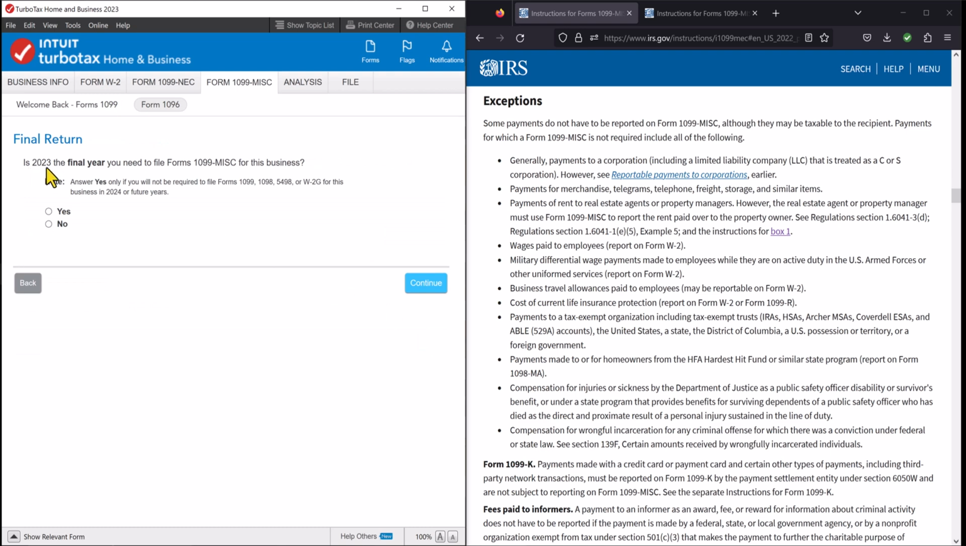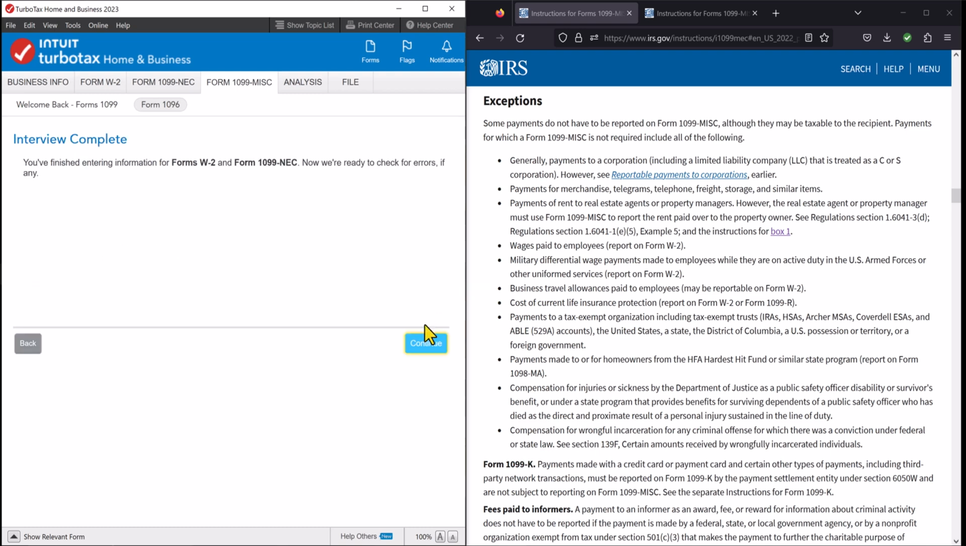Okay. Is 2023 the final year you need to file the Form 1099 miscellaneous? Well, in most cases, that's probably going to be no. If you're going to keep renting from this individual next year, you would just hit no. If it happens to be the last year, you can hit yes. And interview complete. So this is going to be the end. From this point forward, it's just going to be checking your information before you finally get over here. The analysis tab is where TurboTax will check the validity of your information. And then over here is where you're going to file. So that's very simple. That's how you fill out 1099 miscellaneous for rents in TurboTax.